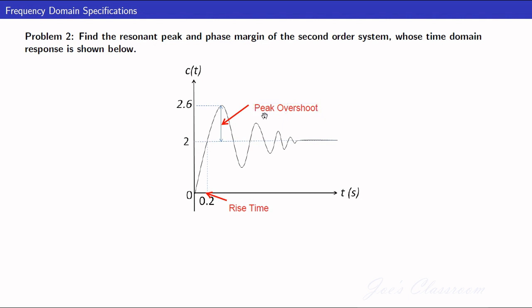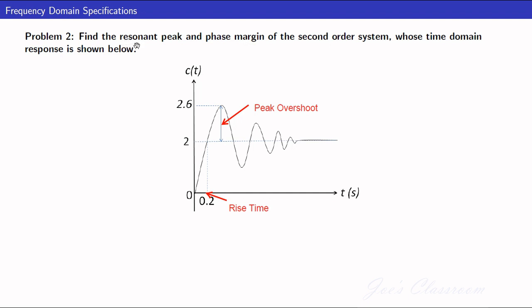And the peak overshoot is given by this distance. Usually, this peak overshoot will be expressed as a percentage of the final steady state value. Okay, so this is what is given in the time domain response. The question is to find out the frequency domain specifications such as resonant peak and the phase margin.